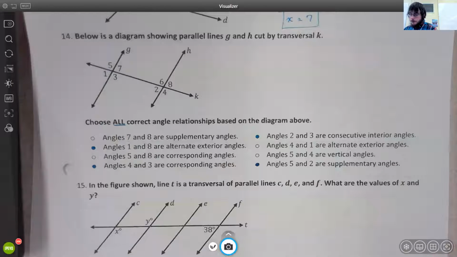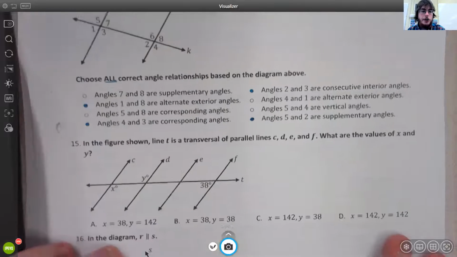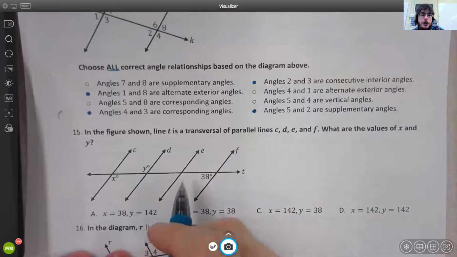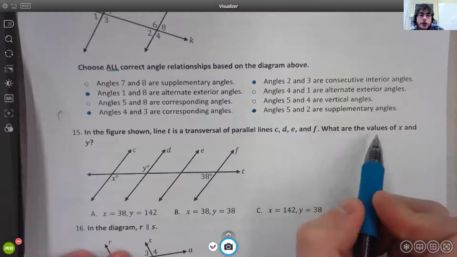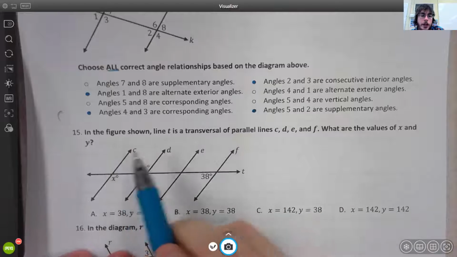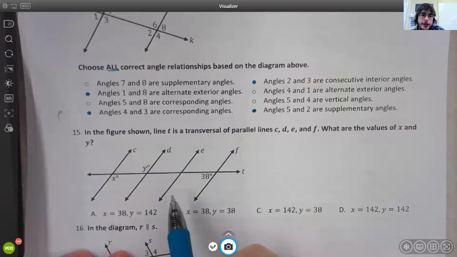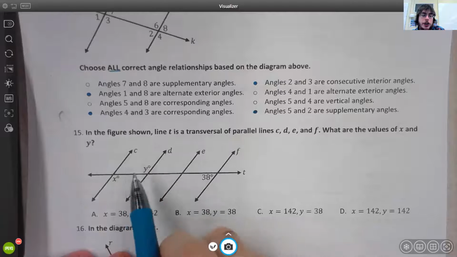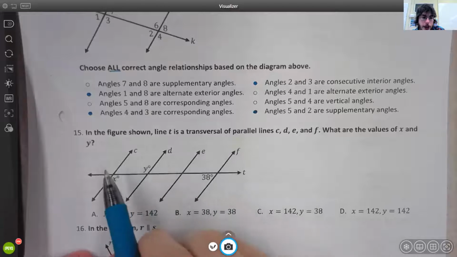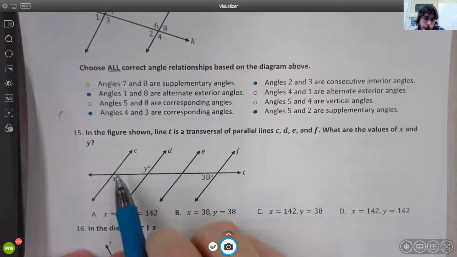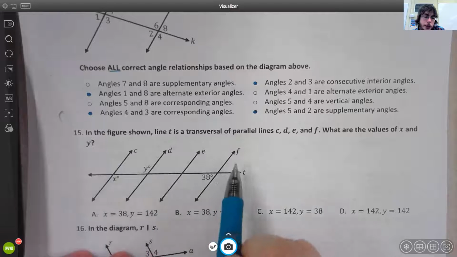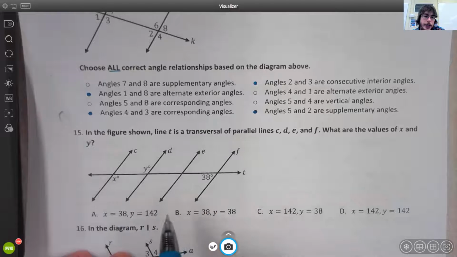All right, next up, number 15. In the figure shown, line T is a transversal of parallel lines C, D, E, and F. What are the values of X and Y? So there are two ways you could go about this. You could fill out all the intersections, or you could fill out this intersection and then match it up with this, or you can use angle relationships. I'm just going to use angle relationships, but the easier way is to do intersections.